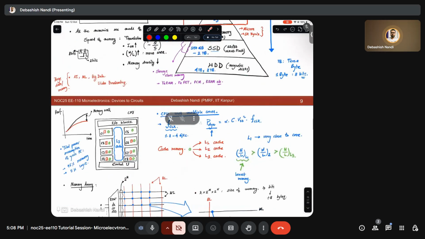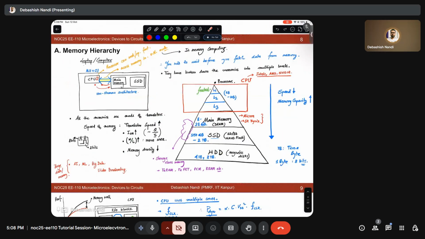Then we have shown them the relationship between speed and size of the memory. So if you go from top to bottom in the memory hierarchy, your speed decreases and your memory capacity increases. This is to do with the area of the transistor, because to have higher speed you need to have higher ion. That means you need to have a larger width of the device or the transistor, so memory density will obviously fall. And also I have emphasized the requirement of very dense memories these days because of AI, ML, and big data kind of stuff that is going around.